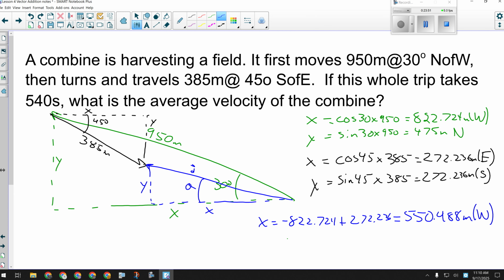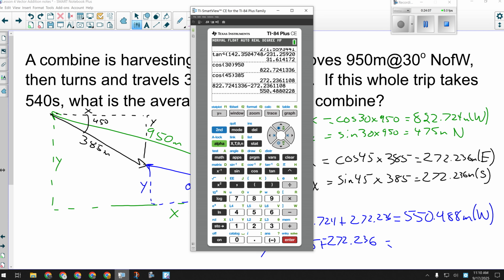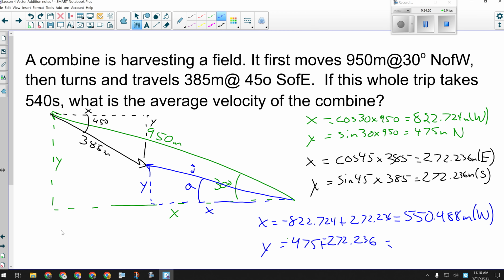meters west. And then for my y's, north is usually positive, so 475 plus negative 272.236. Okay, so 475 plus negative 272. So 202.764 meters, and that is north.